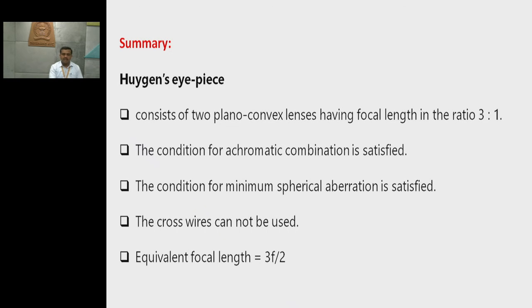So here is the summary of what we discussed today, that is, the Huygens eyepiece. Huygens eyepiece consists of two plano-convex lenses having focal lengths in the ratio 3:1. The condition for achromatic combination is satisfied. The condition for minimum spherical aberration is also satisfied. The cross wires cannot be used here. The equivalent focal length is equal to 3f divided by 2.